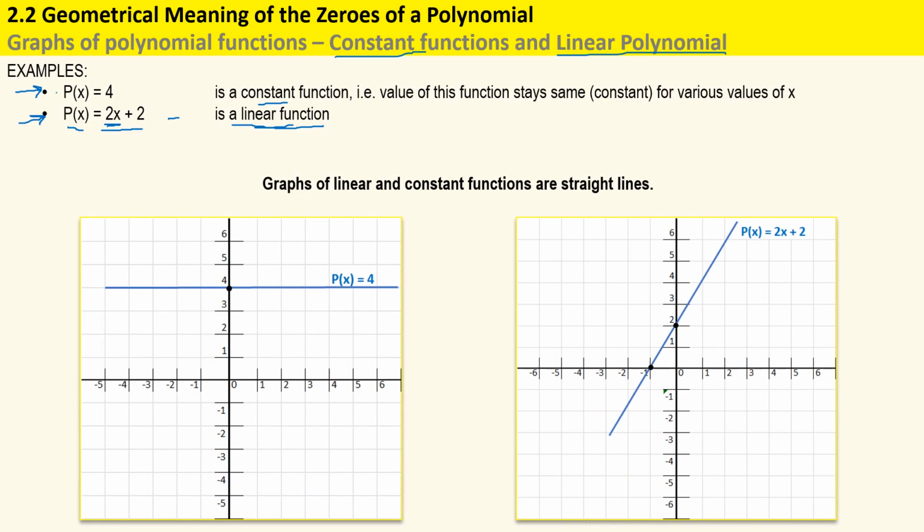The plot or the graph of p(x) = 4 is plotted in this diagram, and we see that this is a horizontal straight line which cuts the y-axis at the point 4. So when y is equal to 4, this is the intersection which is happening, and it's a horizontal line. Similarly, the plot of 2x + 2 is a straight line, but it's not a horizontal line. This line has its slope and it intersects the x-axis at a point, here in this case it is minus 1. So we can say that the graphs of linear and constant functions are straight lines.